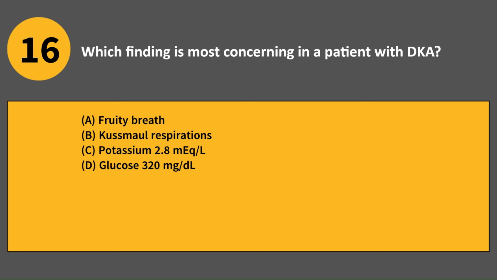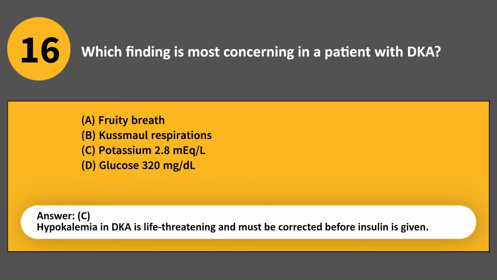Glucose 320 mg per deciliter. Answer: C. Hypokalemia in DKA is life-threatening and must be corrected before insulin is given.